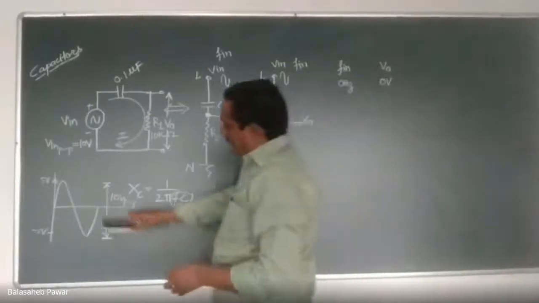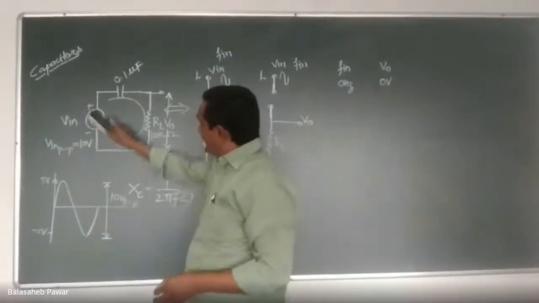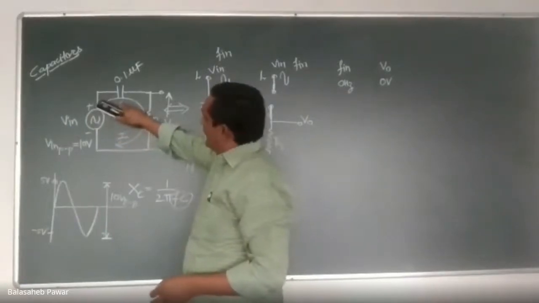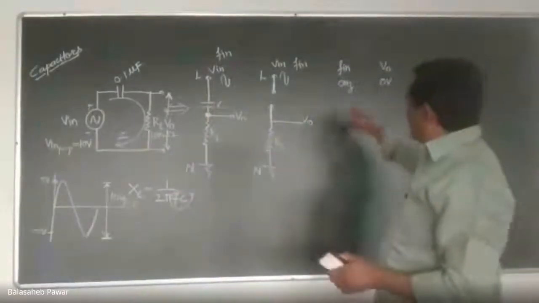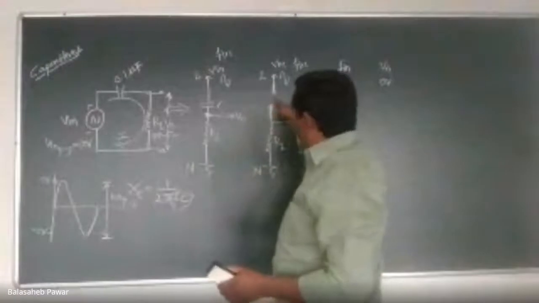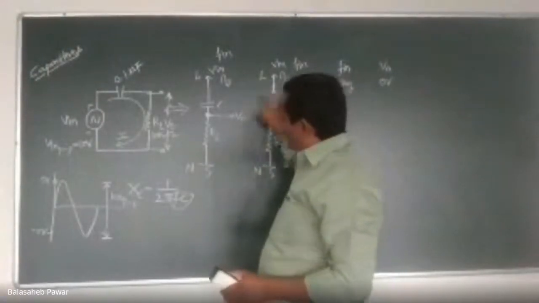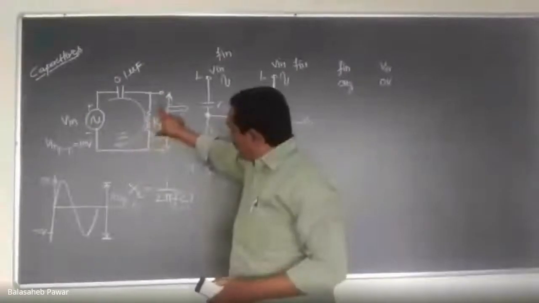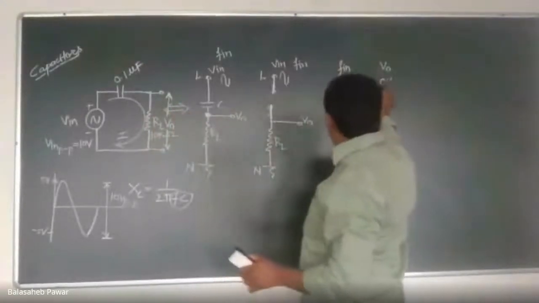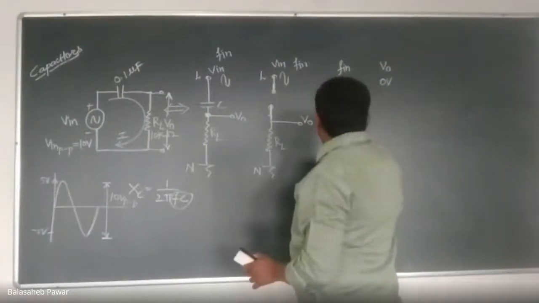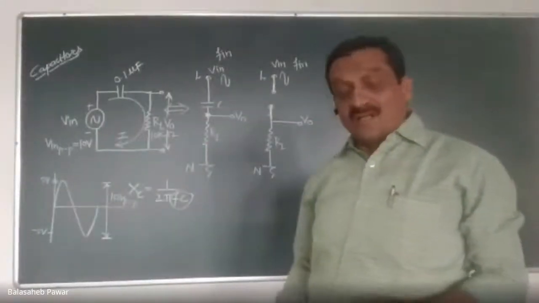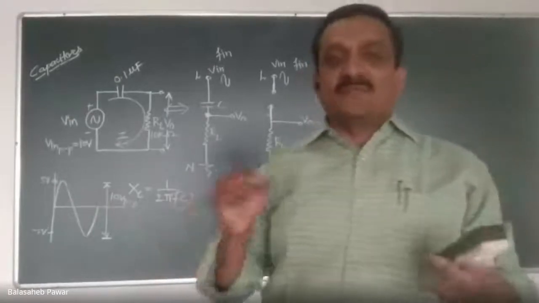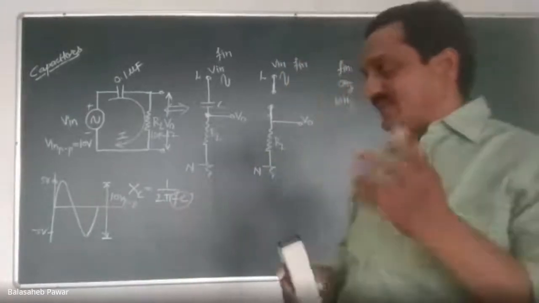This is my input signal, 10 volt peak to peak, which is applied to this combination of capacitor and resistor. Initially, we considered the frequency of that signal as 0 hertz. We observed the reactance offered by that capacitor is infinite, so no current will flow through it, and there will be 0 drop across RL. That means VO will be equal to 0. Now, the second case, we will consider that the input signal frequency is 10 hertz. The question is, will the obtained output be 0, less than input, equal to input, or greater than input? What do you think?